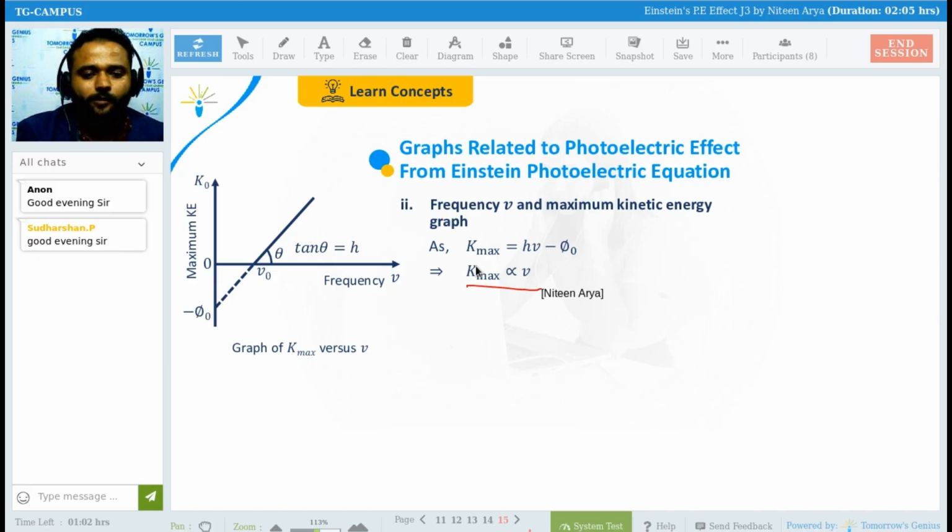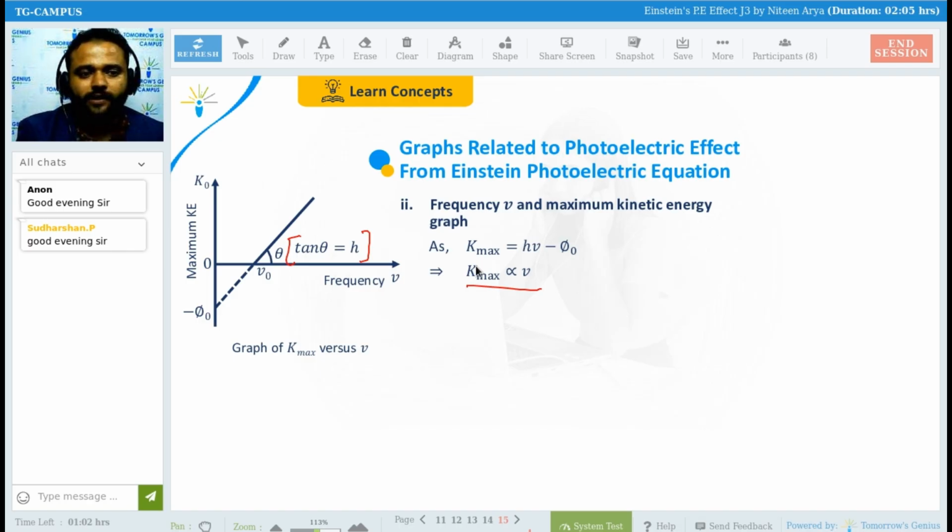KE max is directly proportional to frequency, and as we know, in KE max we don't need to divide this equation by the electronic charge e. So tan theta is going to be constant, and that is h. Clear, everyone? Because it is KE max, not v square or something.